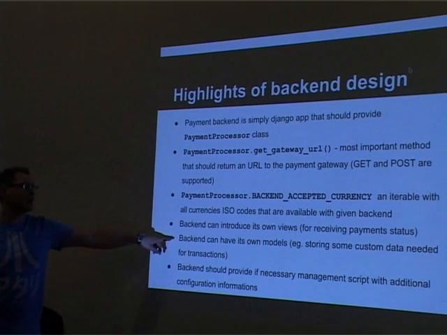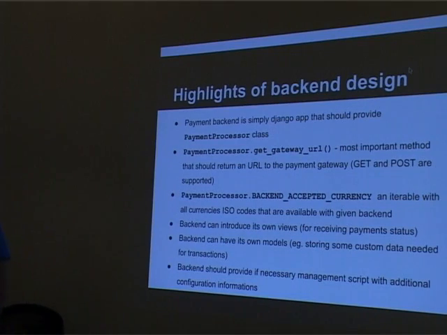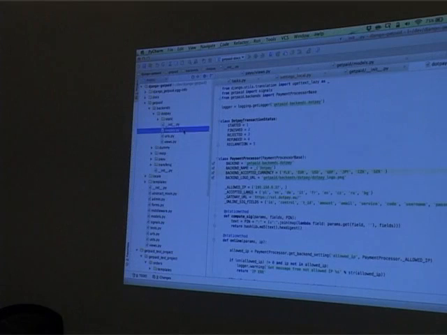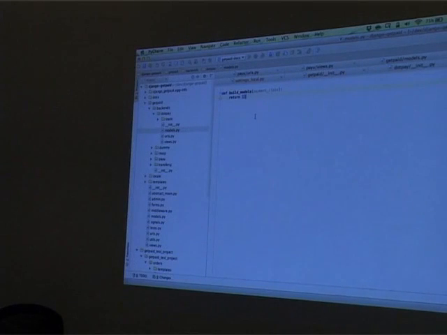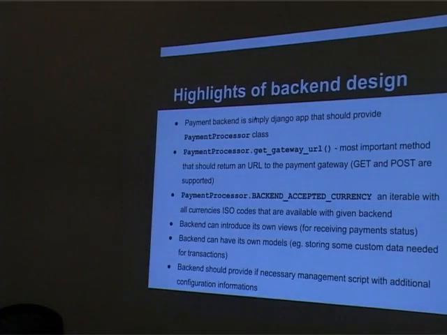Also, what's nice, backends can have their own models, and they can also be dynamically created, because there is a function build model where you have a payment class, and you can build this model dynamically, with correlating keys to the payment model itself. So everything can be really dynamically created, and it's designed this way. And also backends can give you some management scripts that help you to configure each payment broker itself. So I will also show you in the example how it looks.